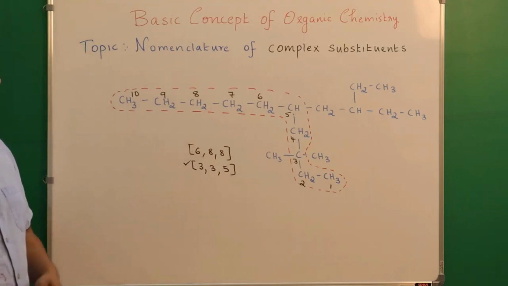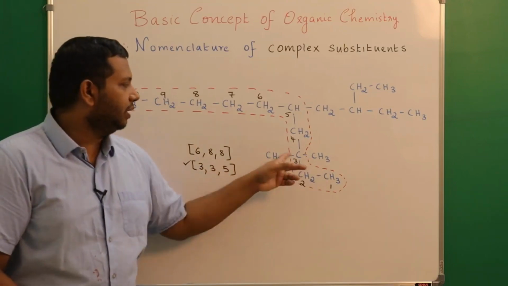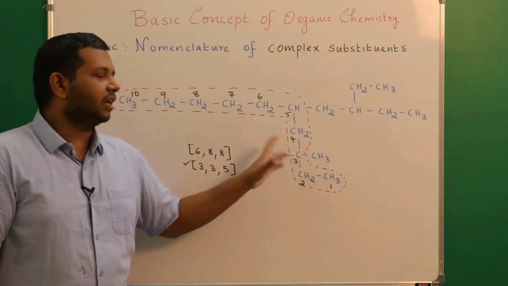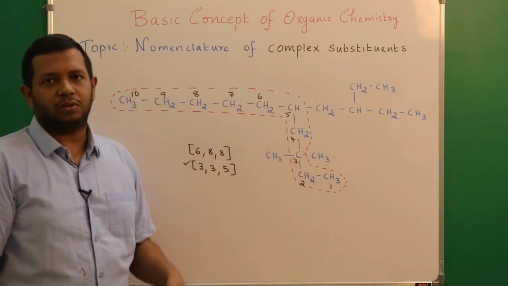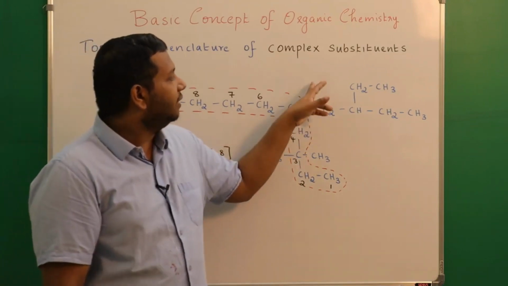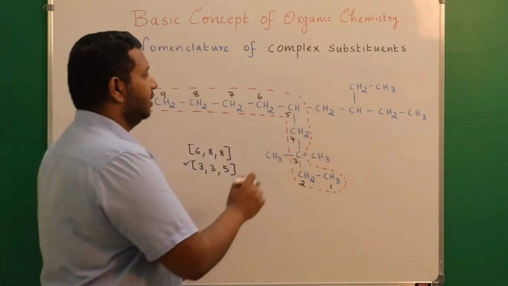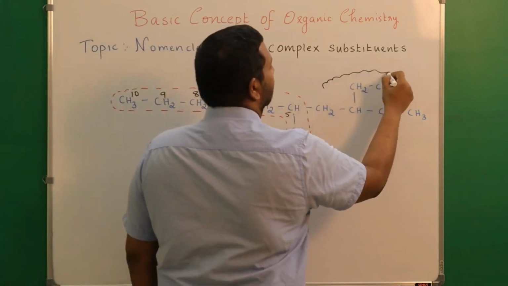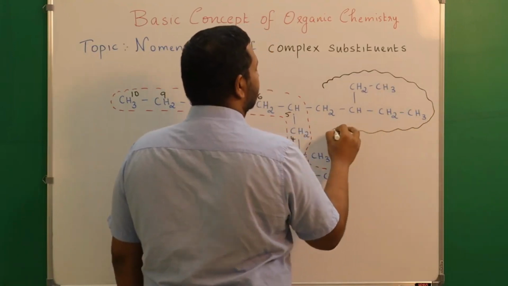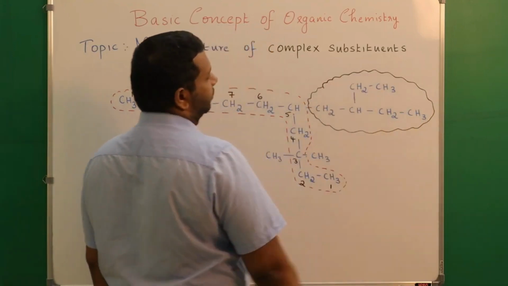Now again I am looking at the prefixes. There are 2 methyl groups, so I can say 3,3 dimethyl is present. That is one of my prefixes. And the other one is a complex one. So let me say in cloud. Okay. So this is my complex substituent.